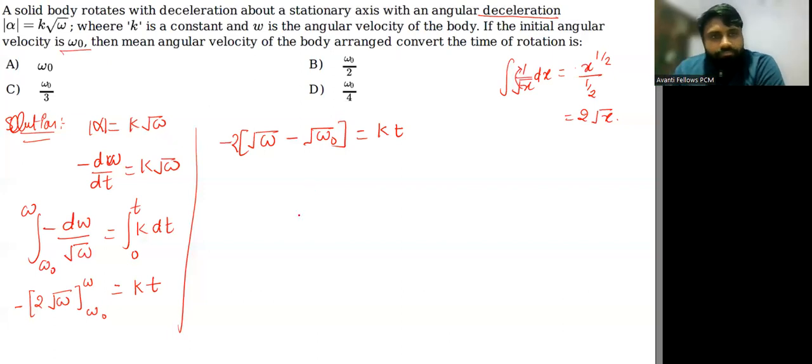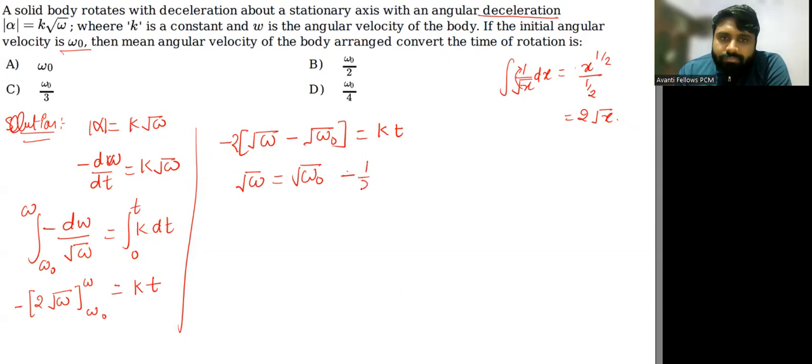Now this 2 you can multiply on this side. So this is root omega equals root omega naught minus 1 by 2 times k into t. If you take the square of it, it will become omega equals root omega naught minus 1 by 2 times kt, whole square.